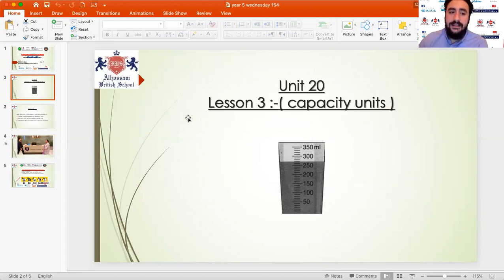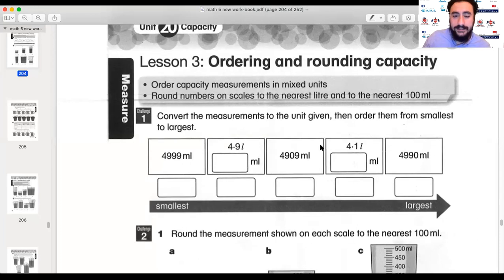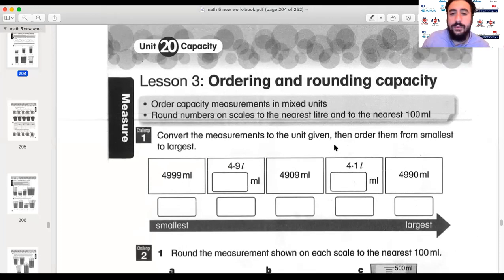As I said last session, capacity is all about liter and milliliter. Capacity is the unit of measuring liquid. So let me open the workbook. When you talk about liquid, you're talking about capacity. Capacity and liquid are related to each other. So please, all of you, open unit 20, lesson 3, ordering and rounding capacity.